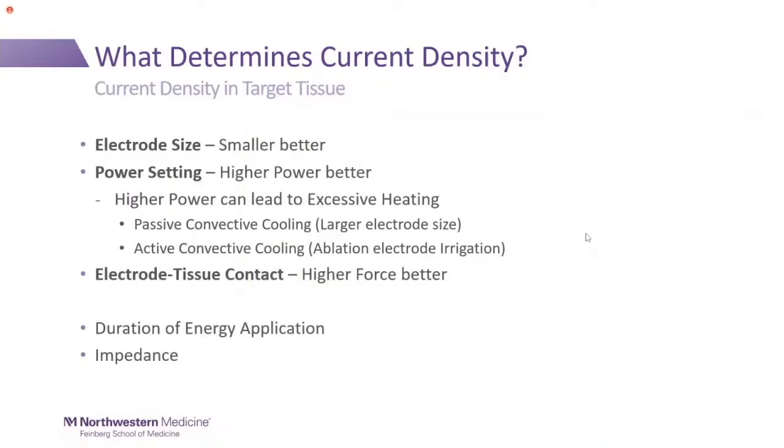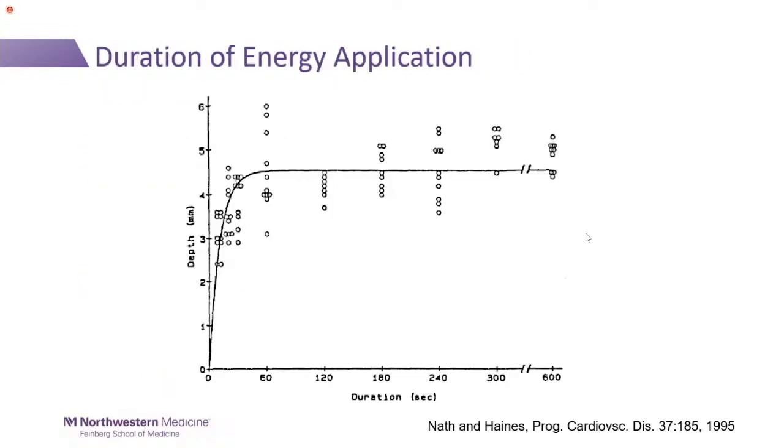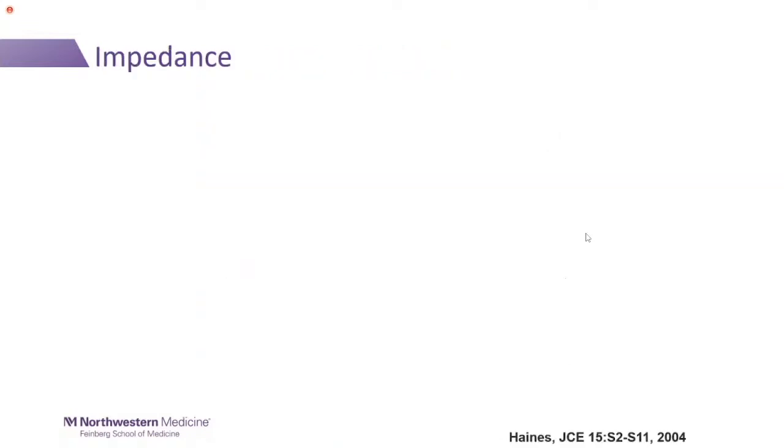So just to summarize what we've learned so far, we've said that current density is critical for creating an effective lesion. Electrode size, power settings, and electrode tissue contact are important. Let's talk briefly about duration of energy application and impedance. So duration of energy application, this is a non-irrigated catheter. At some point, there's diminishing returns out to 500 seconds. So don't stay on that long. And it seems like we sort of reach our limit at 60 seconds, okay?